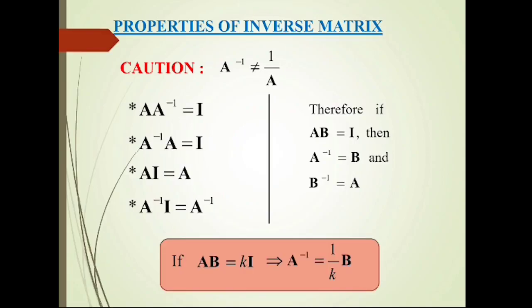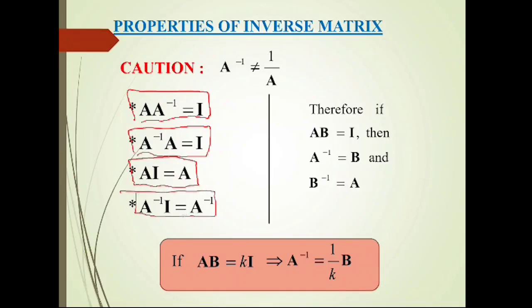Besides those four properties, these are some interesting properties that you have to know. A multiplied with A inverse is equal to the identity matrix. A inverse multiplied with A is equal to the identity matrix as well. A multiplied with the identity matrix, you will get matrix A. It will not change the values. A inverse multiplied with I is equal to A inverse as well. So any matrix multiplied with identity matrix is just that matrix again.